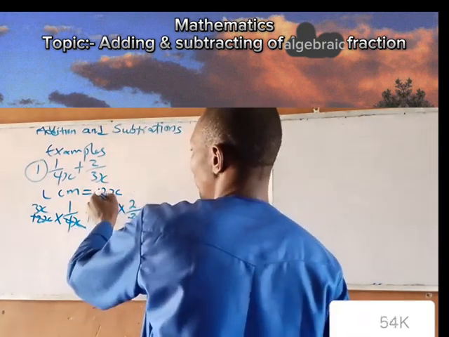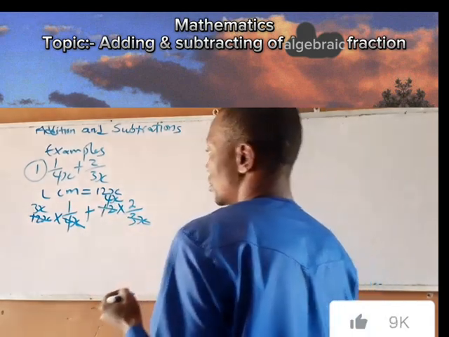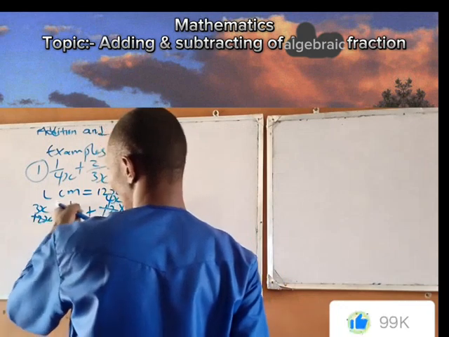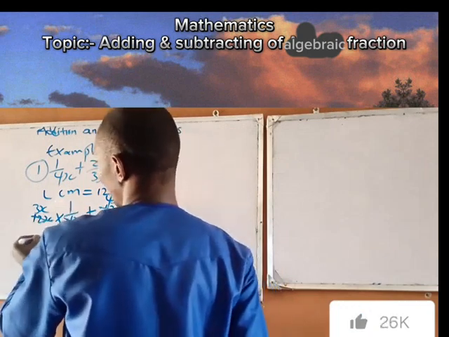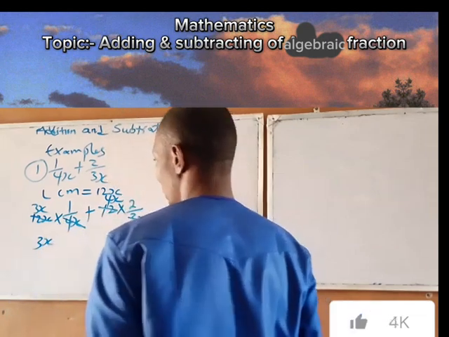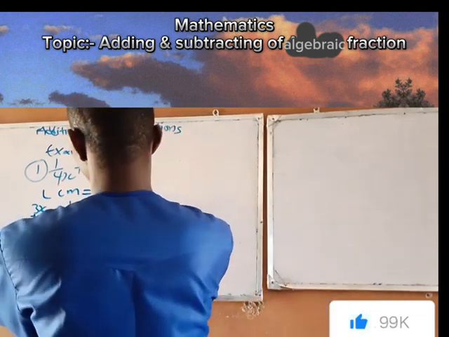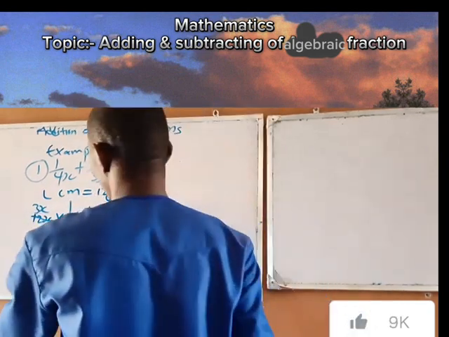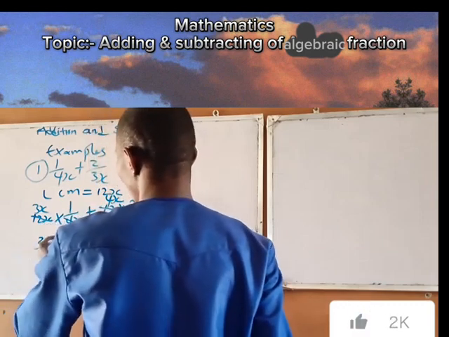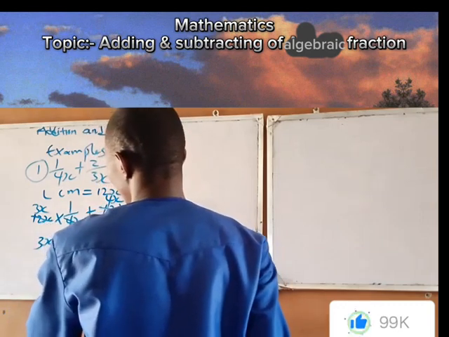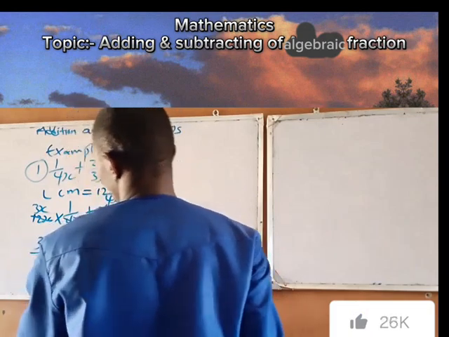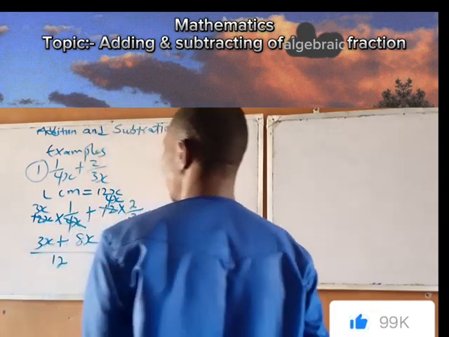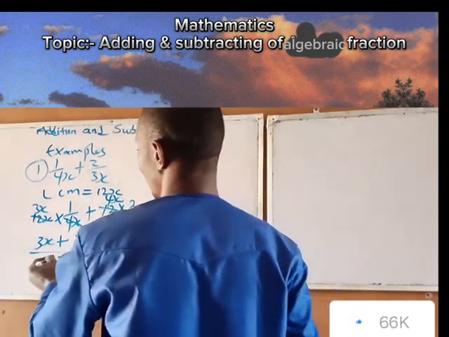Here we have 4x. So 3x multiplied by 1, we have 3x. Don't forget that it's plus. So plus 4x multiplied by 2, the answer is still going to be plus 8x. Then all over the LCM, the number used for the LCM, which is 12x.